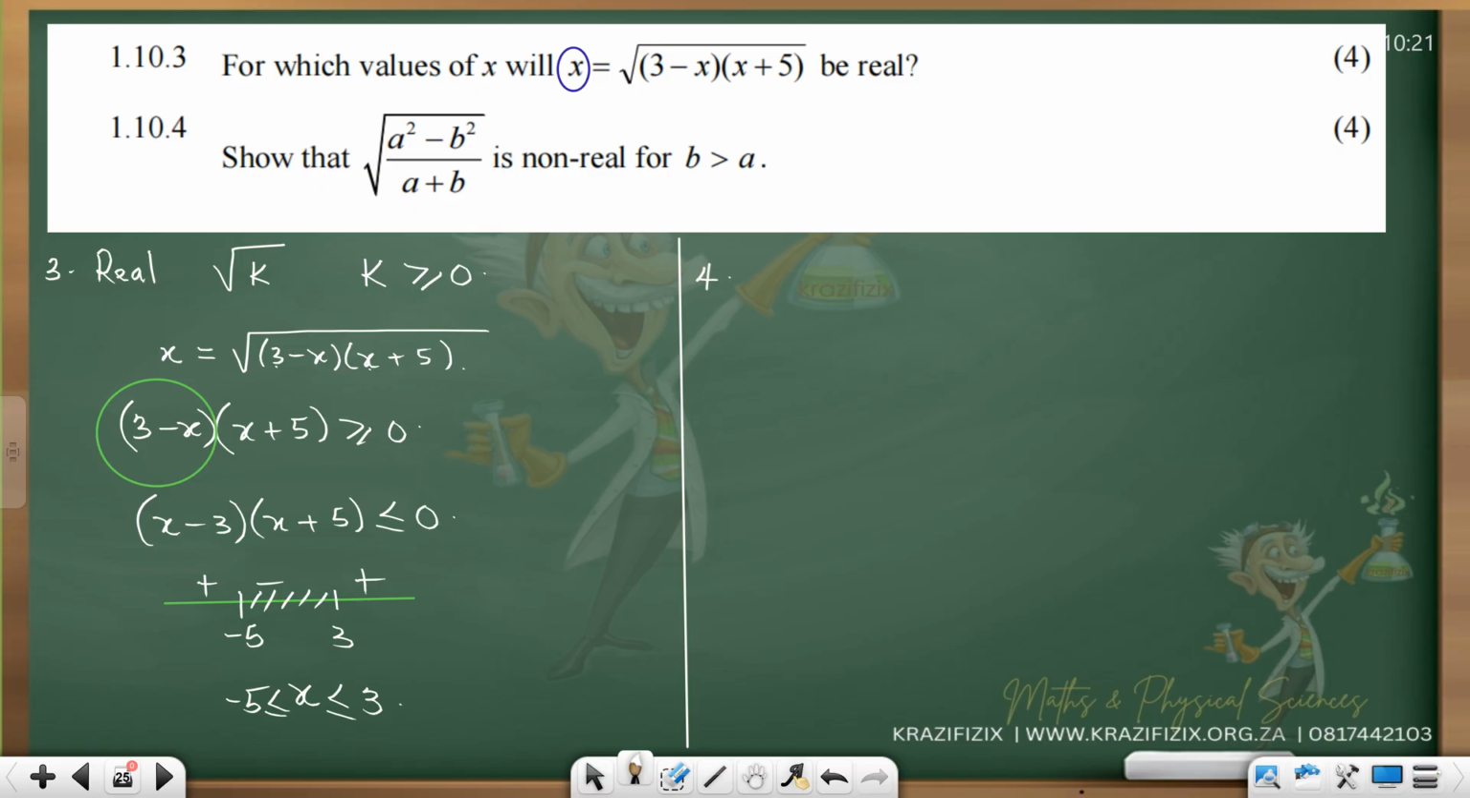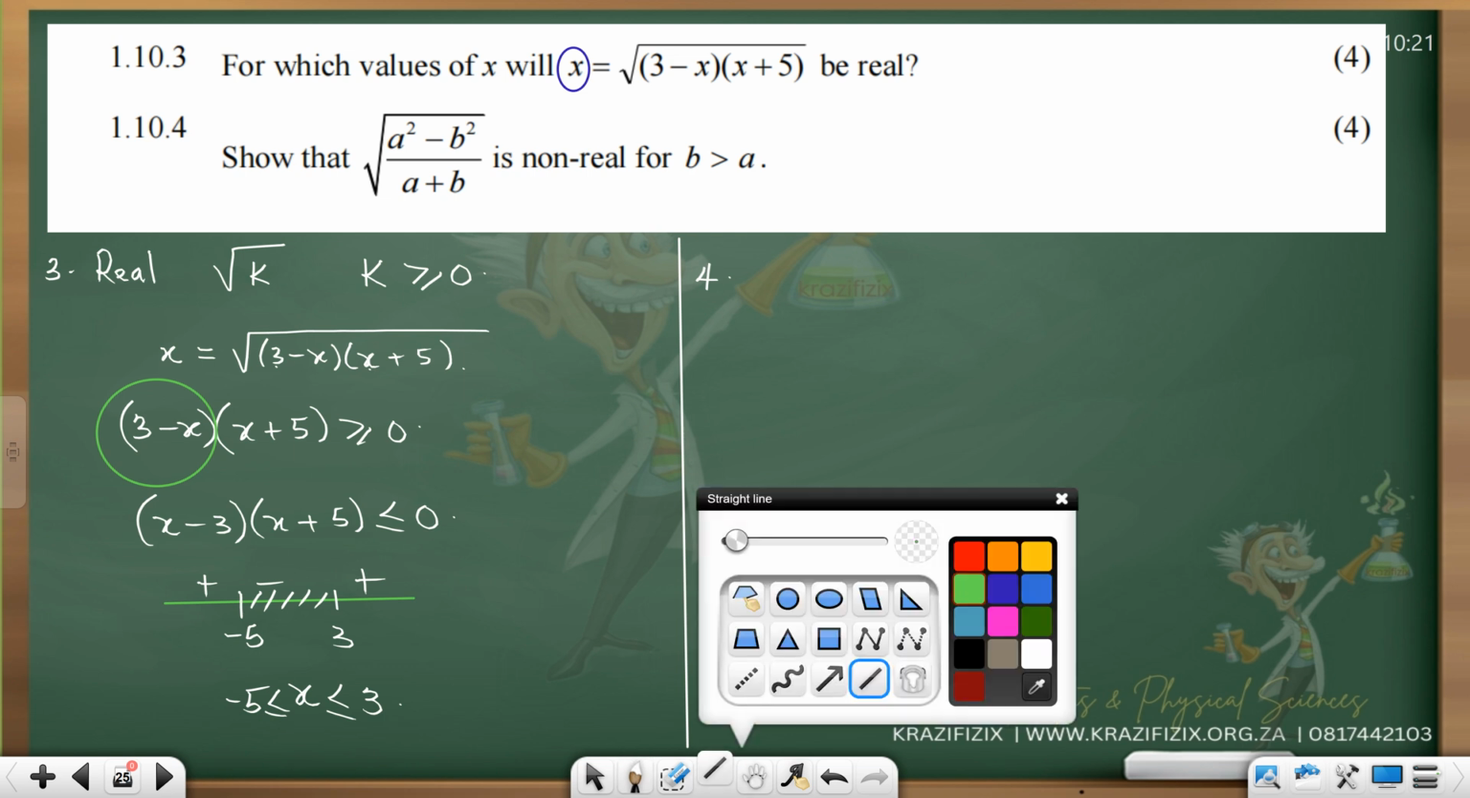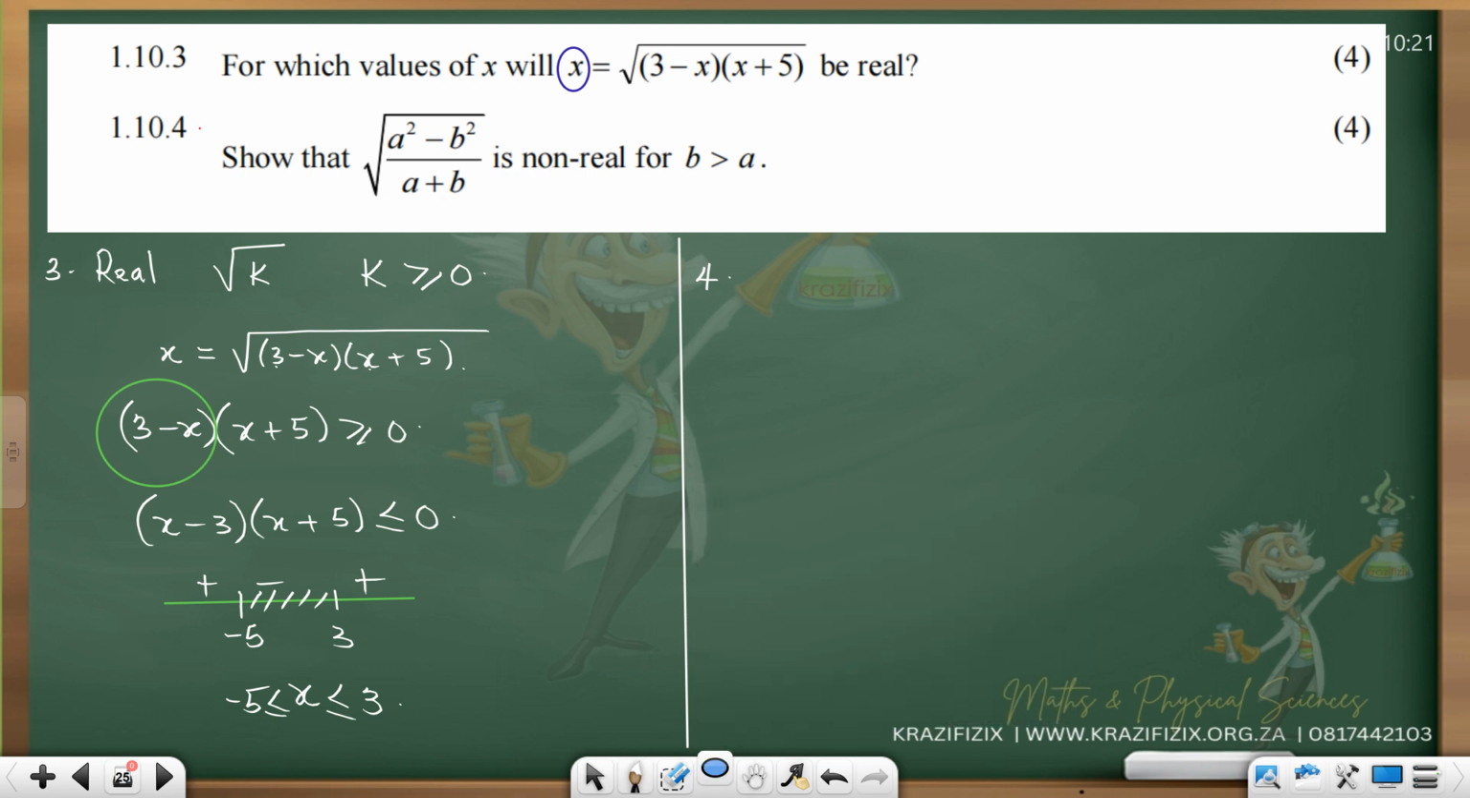Number 4. All right, look at this one. Show. Do you see this one? Show. It's different from for which values. Every time I see for which values, I have to solve. So when I see for which values, I'm solving. Yes, talk to me. Sorry, sir. Sir, can I please ask, would I be wrong if I multiply the bracket and then compute it into standard form, then simplify? It's too long.